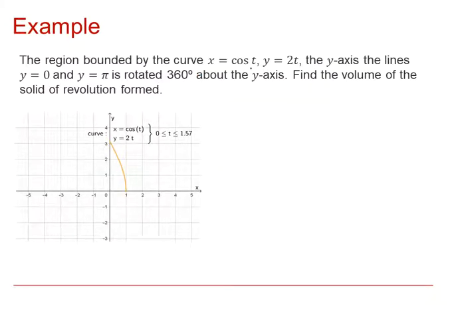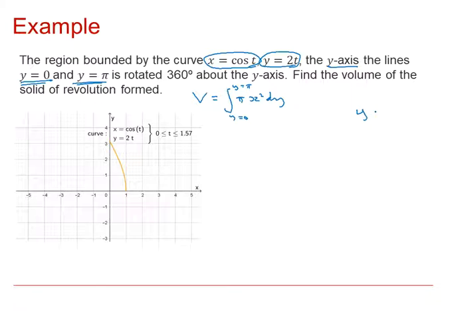So we know the parametric equations are x equals cos t and y equals 2t. We know that it's spinning around the y-axis, and we're going from y equals 0 to y equals pi to look for this volume. Quoting the formula for a volume around the y-axis, the volume is the integral of pi x squared dy, and in this case we're going from y equals 0 to y equals pi.